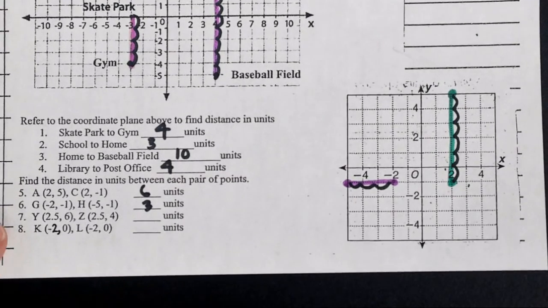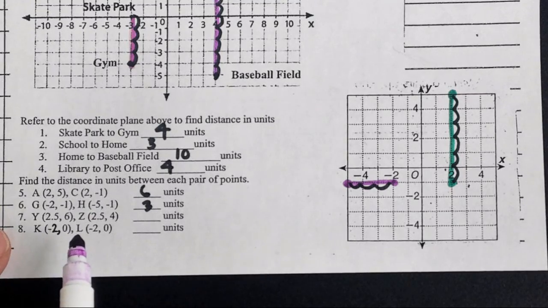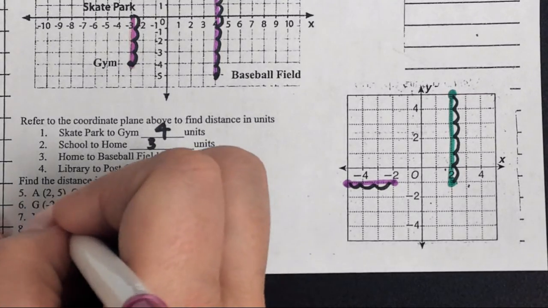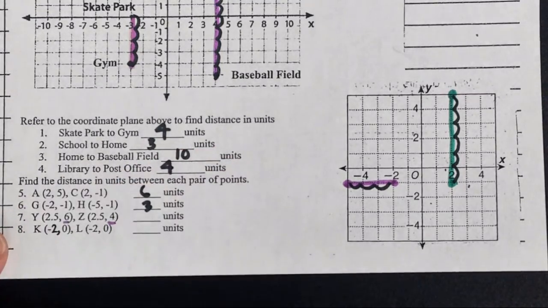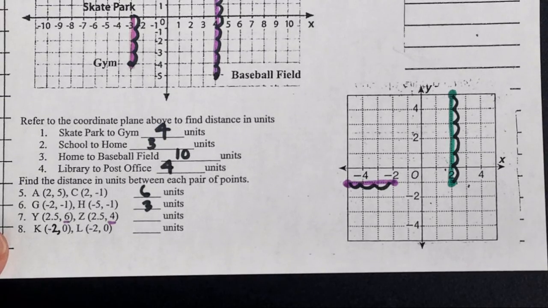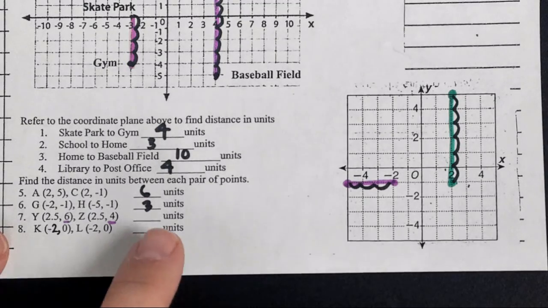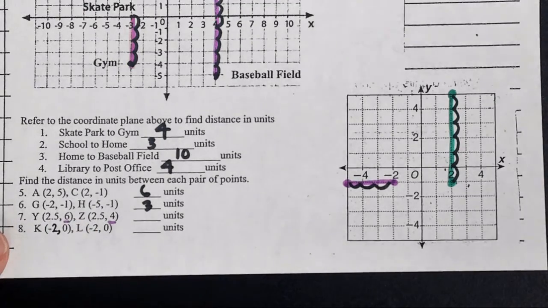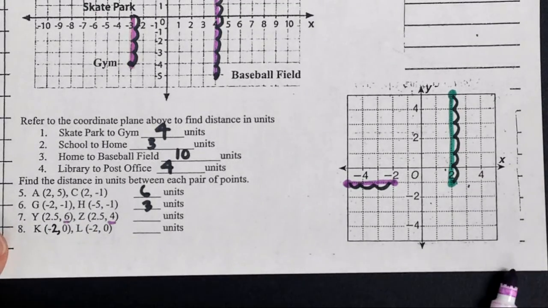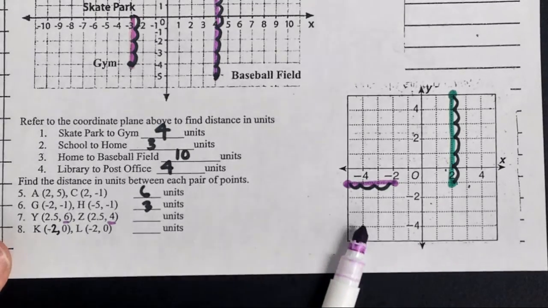Let's try to do the next one without even graphing it. Which numbers there can I ignore? The 2's. So I'm looking at 6 and 4. Are my signs the same or different? Same. So right here, our distance would be what? 2. Excellent. And we didn't even have to graph that one.